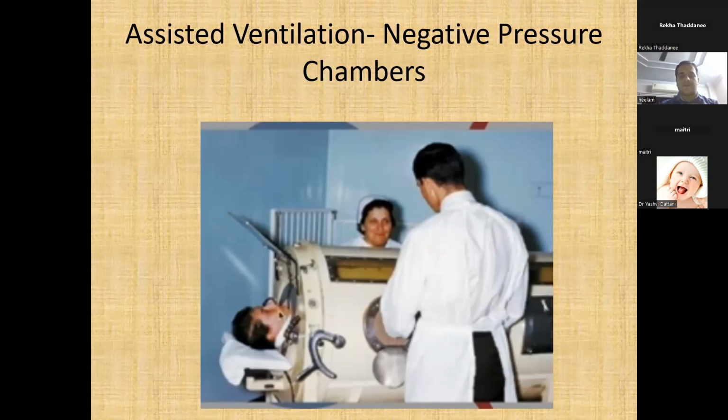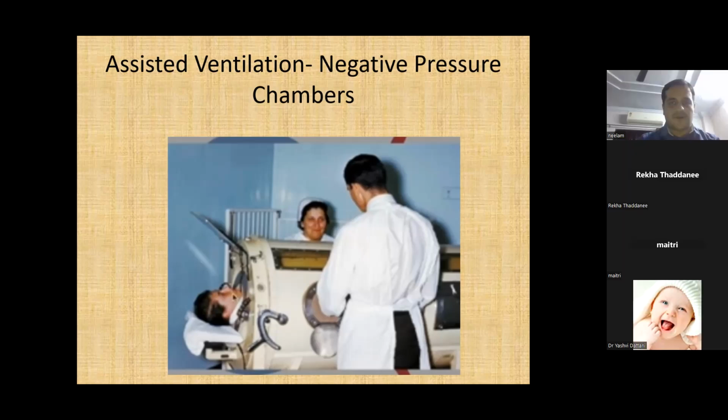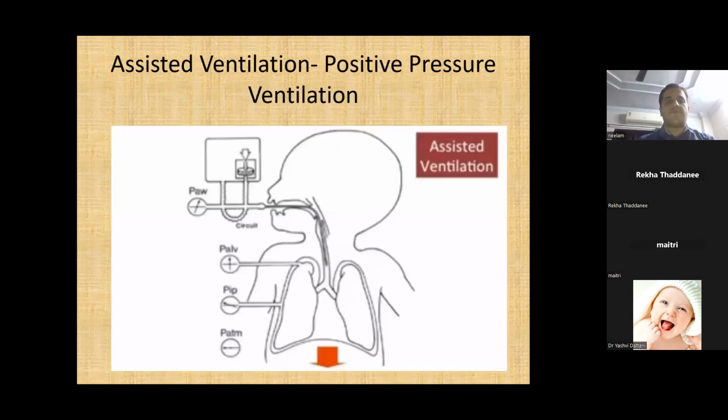Secondly, we are not in a position to monitor the patient's breathing movement, chest, or the respiratory efforts, work of breathing. We cannot monitor. So because of that, these types of ventilators have gone now. Okay, but these are actually physiological. These are the negative pressure chambers which were the initial ventilators in the 1950s or 60s. So now we have moved from there to something called positive pressure ventilation.